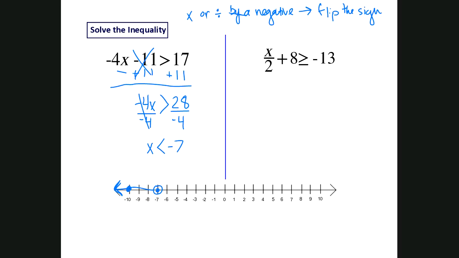Okay, let's go ahead and move on to the second problem. Go ahead and solve it if you know how.